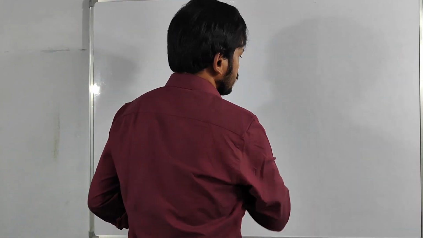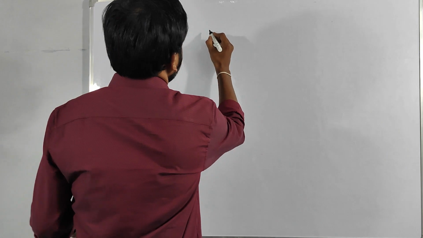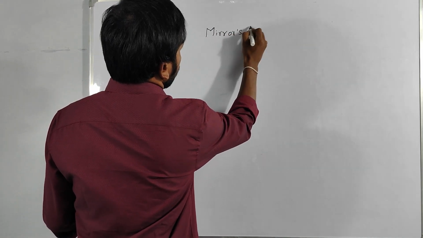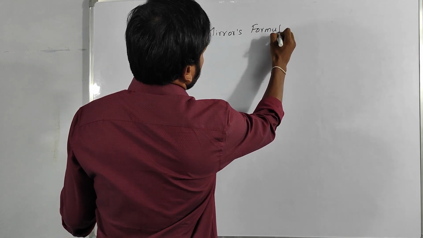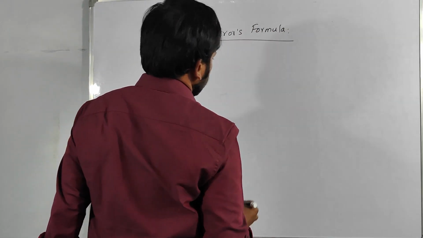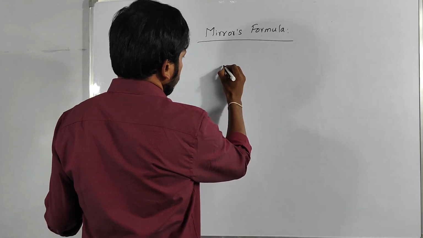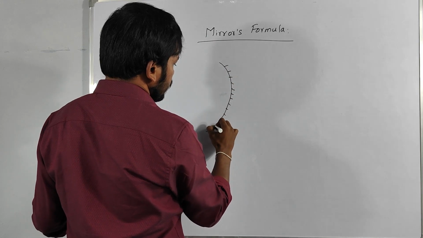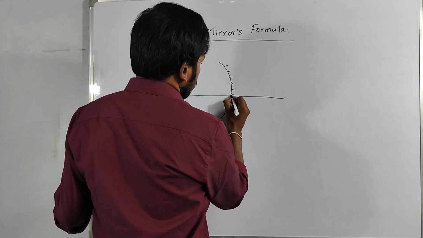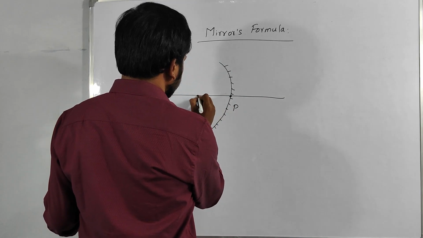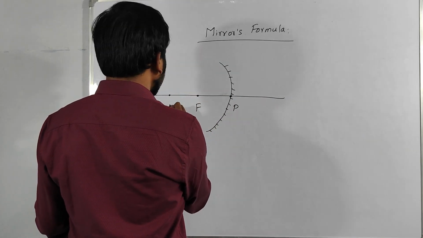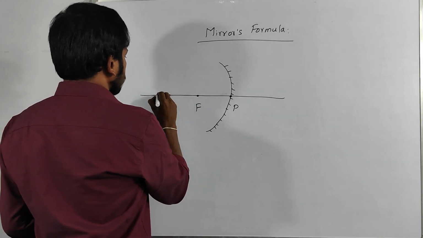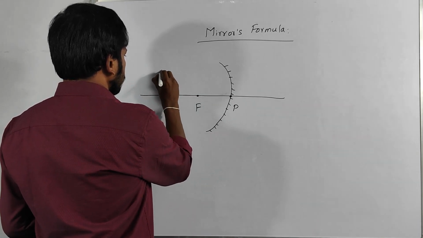Now let us derive the mirror formula. So now let us consider a concave mirror. You can take any case, Nana. I will take a case where the object is placed beyond C. You can take between C and F also, that also you will get actually. So I will take beyond C.